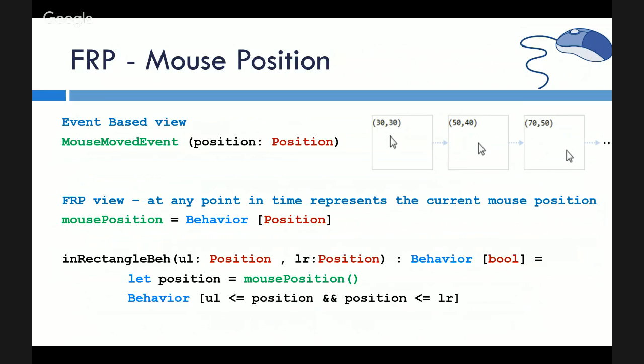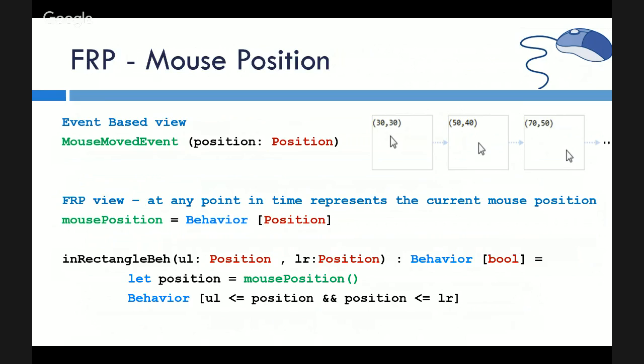However, this is not true FRP, because with the mouse move event you use the event as a discrete representation, but instead it should be continuous, right? So that's why in the FRP view of the mouse position, you use a behavior. And here, in rectangle is a behavior that you pass two arguments, the upper left and lower right coordinates of the rectangle, and it returns true or false accordingly if the mouse is inside the rectangle.